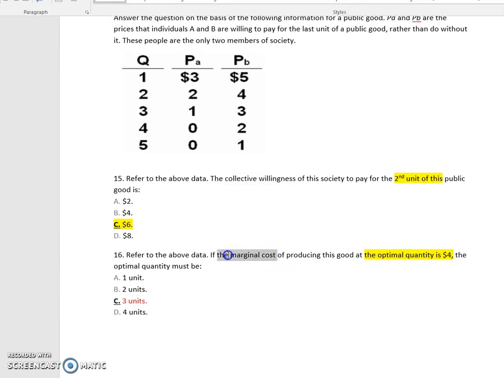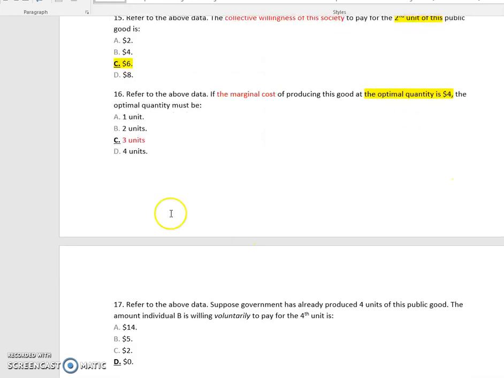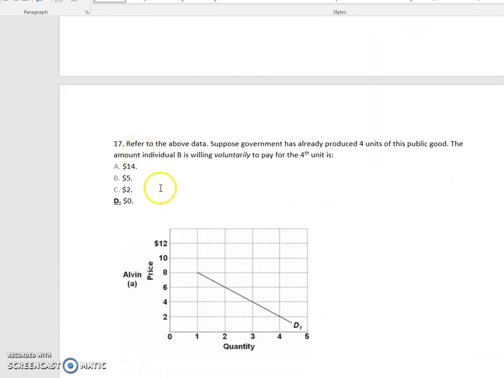So this is marginal cost, and we have to compare that with the collective willingness of the society, how much this society wants to pay, and then stop at the equilibrium. That is what we are looking for. Stop at the point where these two are equal, collective willingness and marginal cost, and that will happen at unit 3. Then moving on, question number 17.